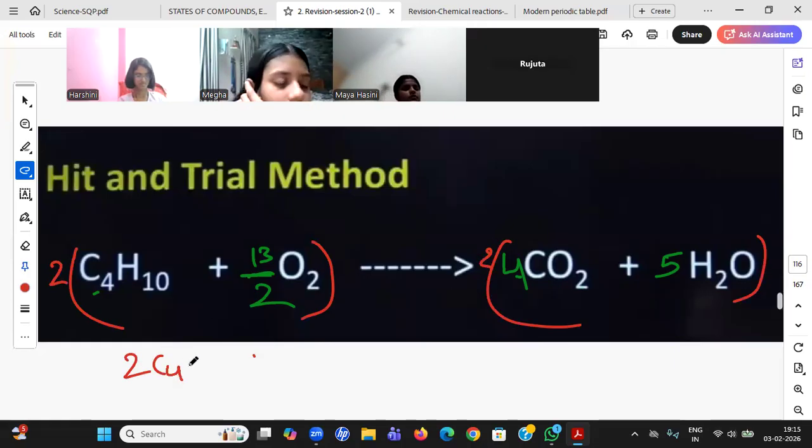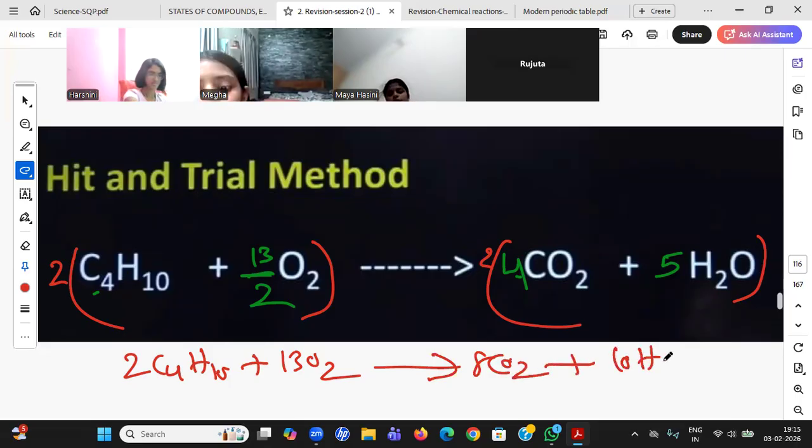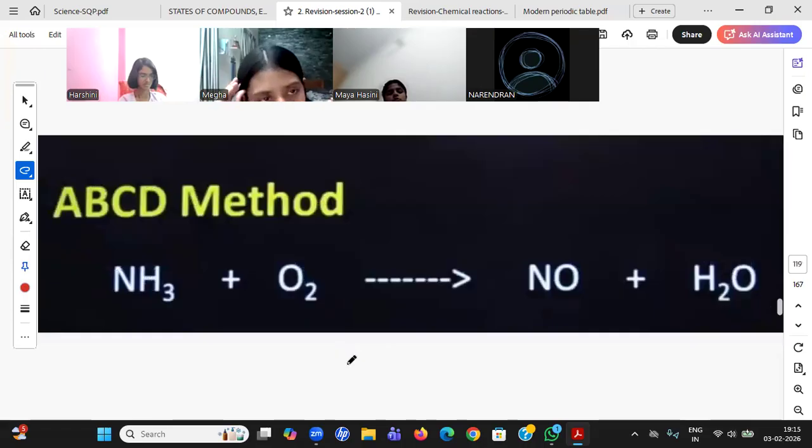2 into C4H10 plus 2 into 13 by 2 means 13O2. Here 2 into 4 means 8CO2. Here 2 into 5 means 10H2O. Rujita, understood, beta? Yes, sir. Okay, so for the hit and trial method, use that fraction method and all your doubts will be cleared.